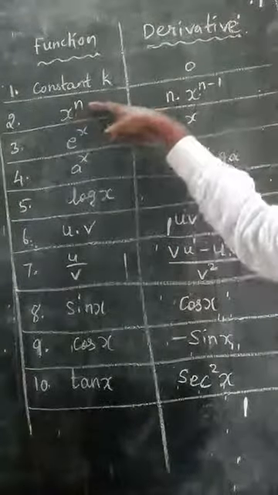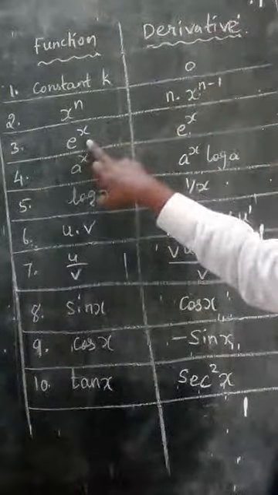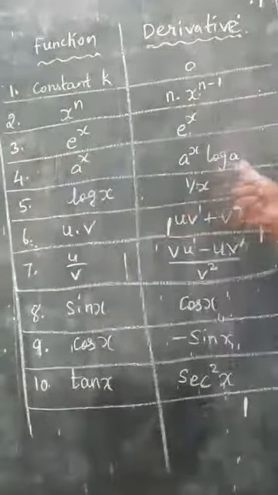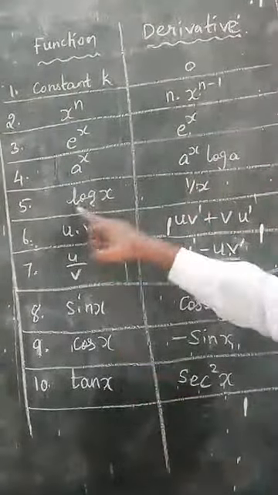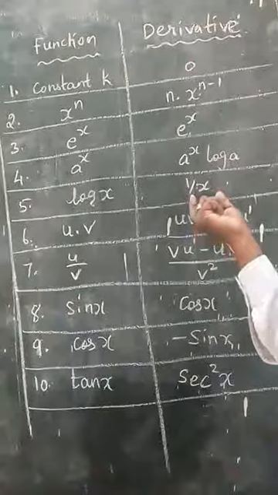x to the power of n, what is the formula? n into x to the power of n minus 1. e power x, same e power x. a power x means a power x log a. When we differentiate logarithm, that is log x, the answer is 1 by x.